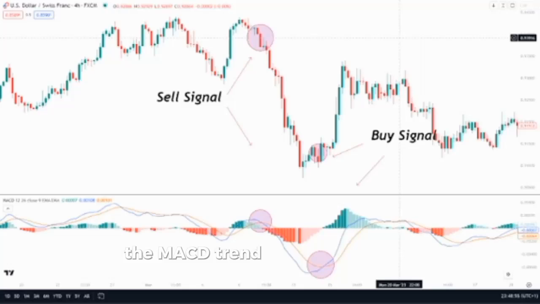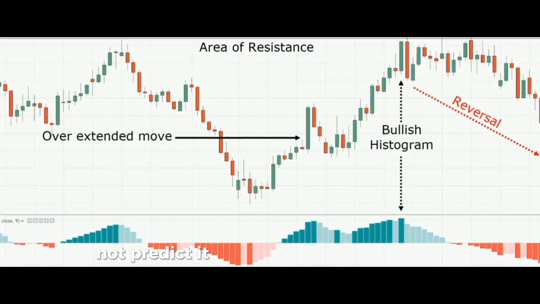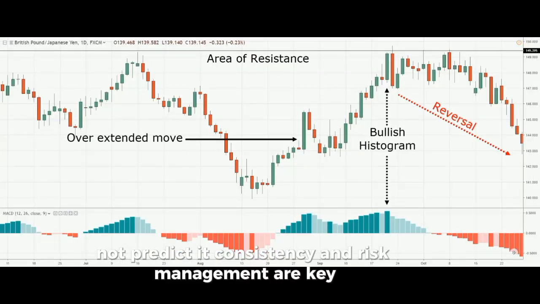Summary. The MACD trend strategy is simple, reliable, and effective. It helps traders follow the market, not predict it. Consistency and risk management are key.